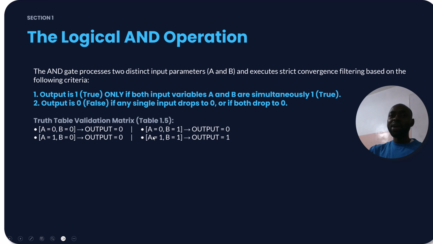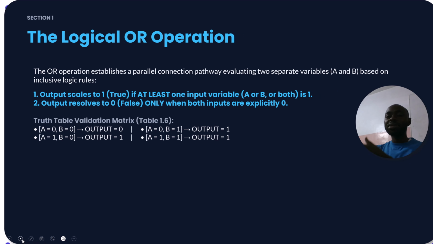Let's move to the next operation called the OR gate. The OR gate is another operation, just like the AND gate, but the only difference is that for the OR gate, we only need one input to be true so that we can output a true outcome. So the examples I've been given, let's go through some of them.